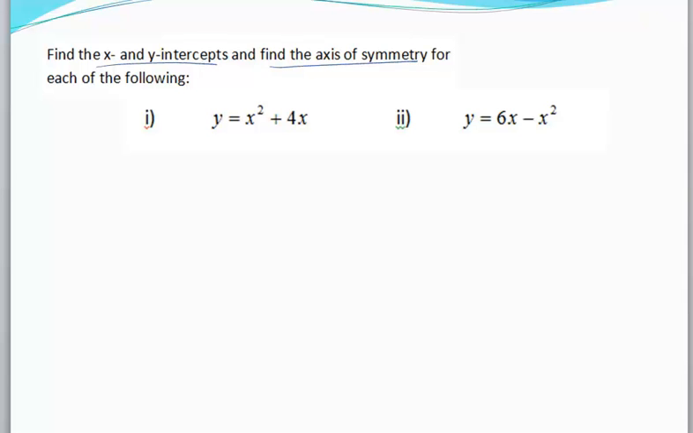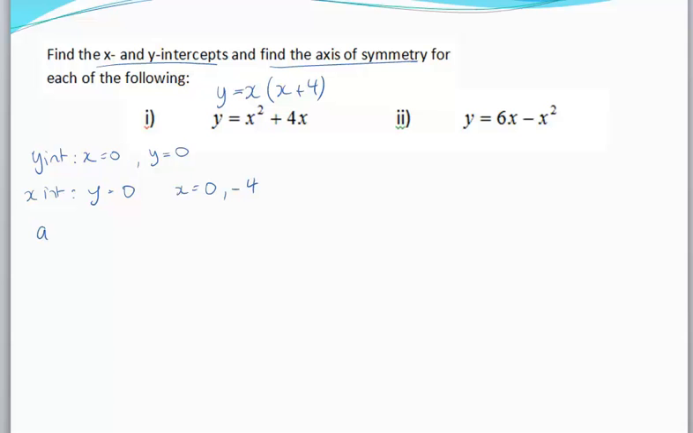So here we set x is equal to 0 to find our y-intercept, x is equal to 0, 0 plus 4 times 0, y is also equal to 0. To get our x-intercept, well, here we can take x out of this equation, can't we? We have x plus 4 here. So here we're going to set y is equal to 0. So x is equal to 0 and negative 4 here.